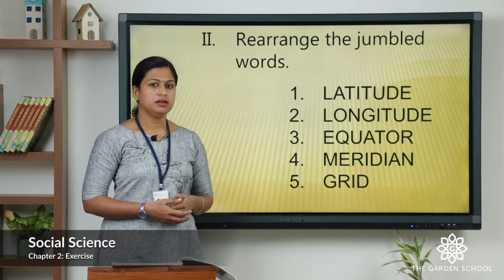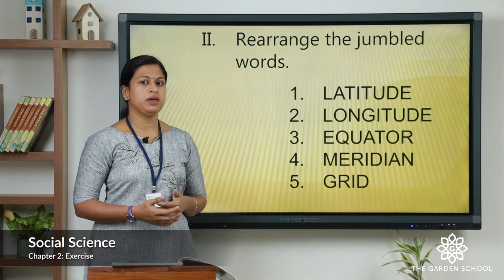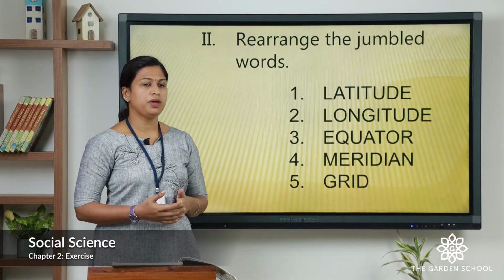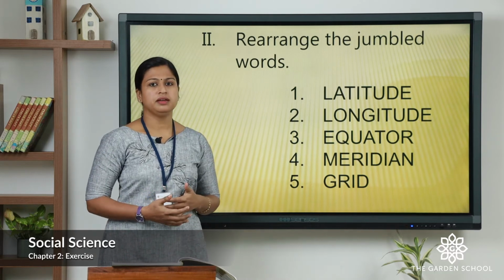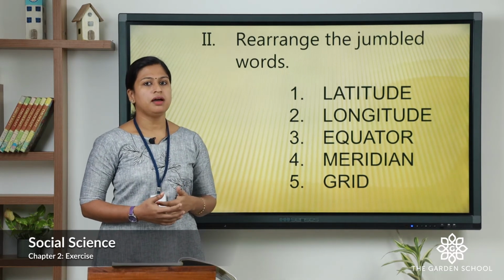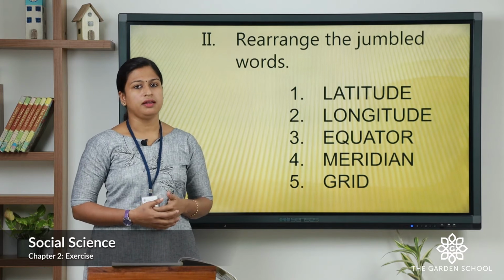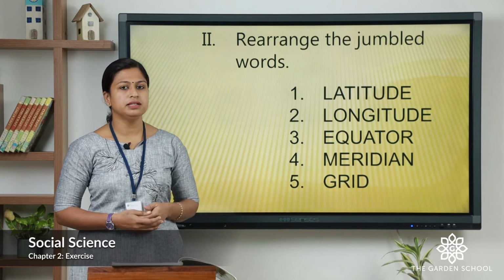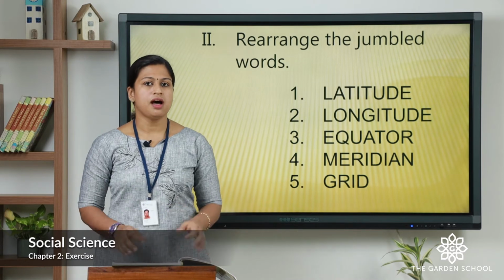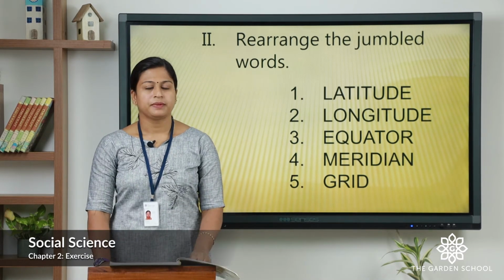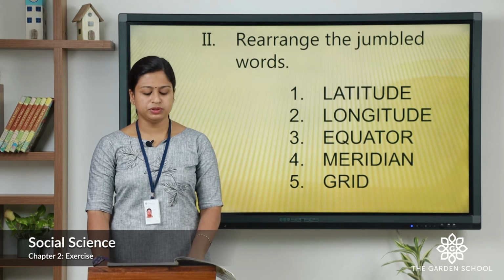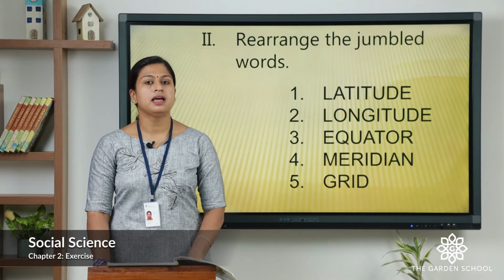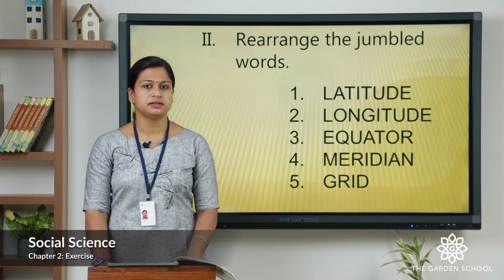Longitude. Third correct word is equator. Equator. Fourth is meridian. Meridian. And the fifth correct word is grid. Grid. I hope you all have written the answers. Now let's move to the third exercise, that is answer the following questions.